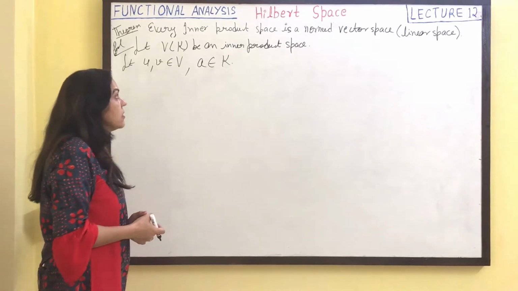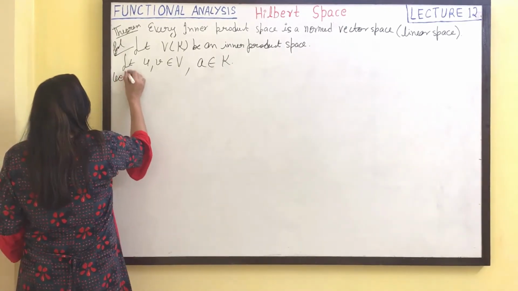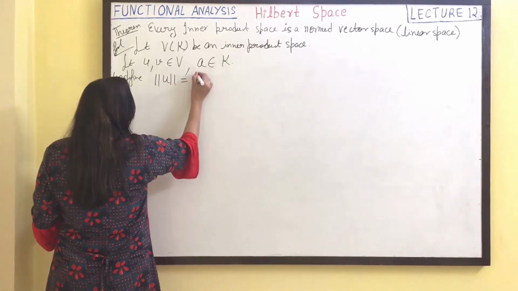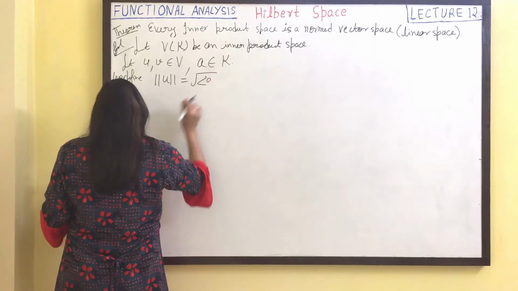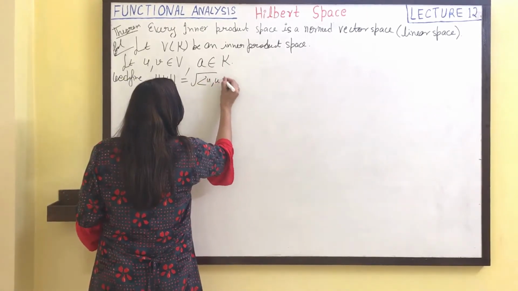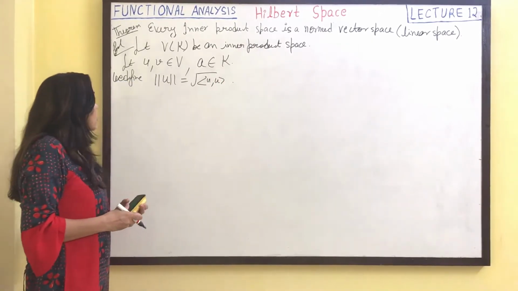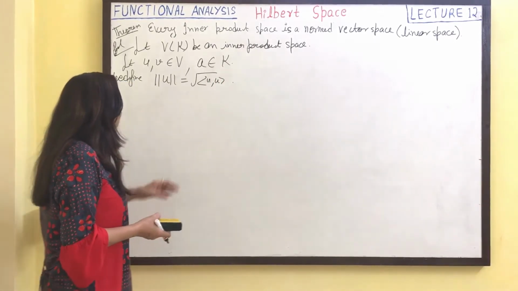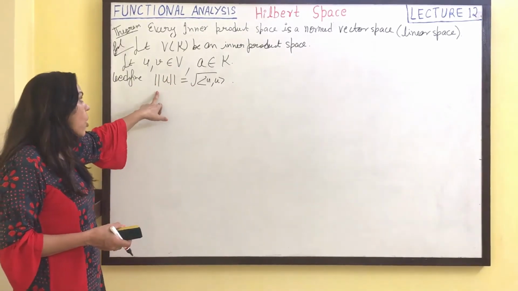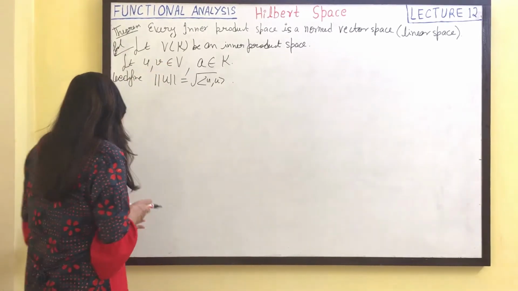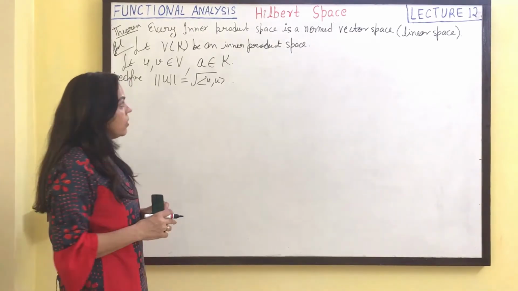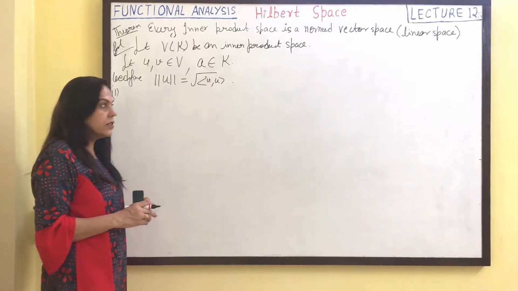Now we define the norm. We define norm u as the square root of the inner product u comma u. Okay. So we see that inner product is defined on V. Therefore, norm u is also defined on V. Now, we verify the four properties of a norm function.